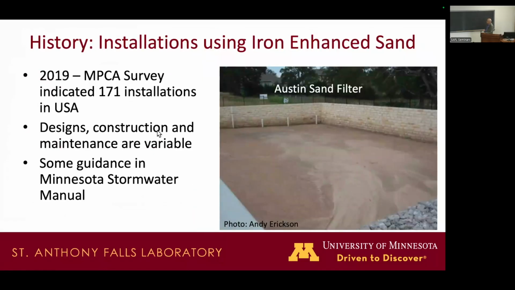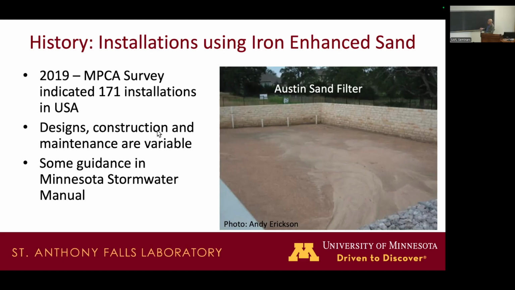So, installations involving the iron-enhanced sand filter. Andy went down to Austin, Texas, because this is called the Austin sand filter, this picture right here. He looked at them and saw what they were and what they did. They generally are operated at a ratio of drainage area to sand filter of between 15 and 25 to 30. That's generally how they're operated. Sand filters were not that common in Minnesota at the time.